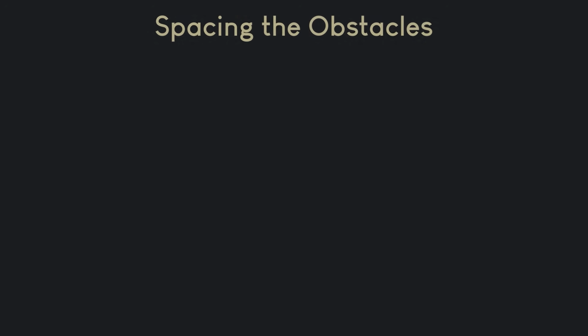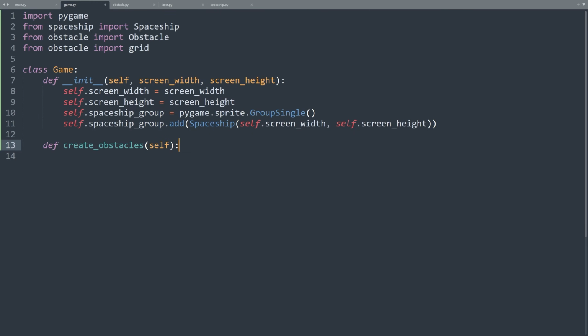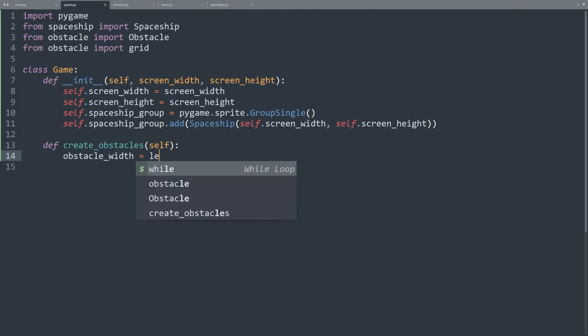Creating the obstacles is straightforward, but calculating their horizontal positions can be a bit tricky. We have 4 obstacles to arrange horizontally, and we want equal gaps between them. To achieve this, let's break it down step by step, starting with calculating the width of each obstacle. To find the width of the obstacle, we will multiply the number of columns the obstacle grid has by 3 pixels. obstacle_width = len(grid[0]) * 3.